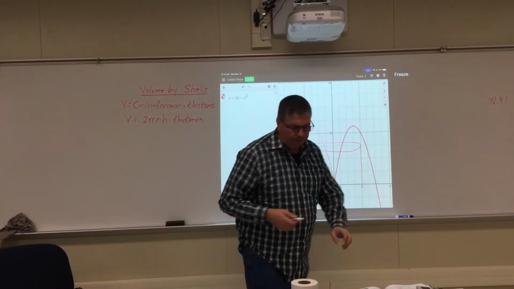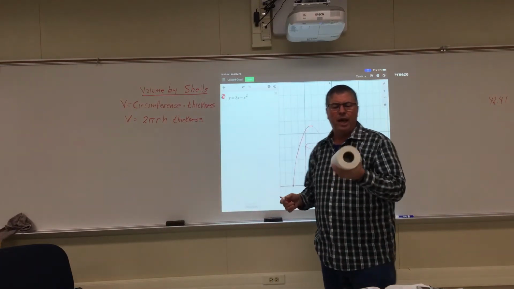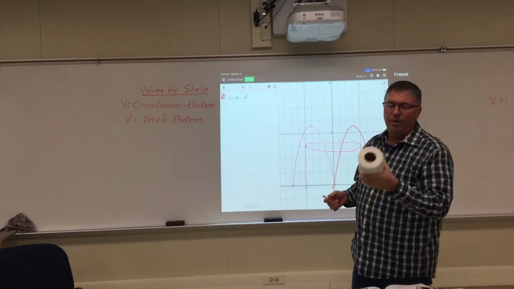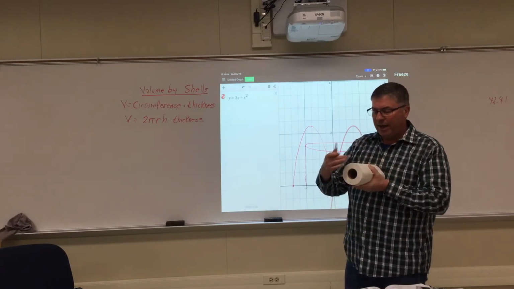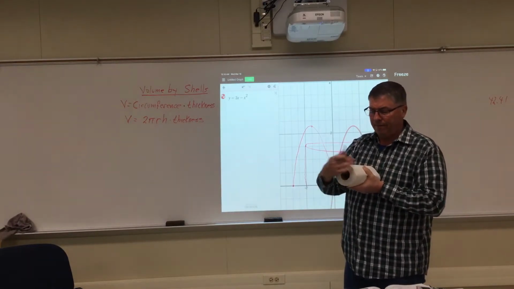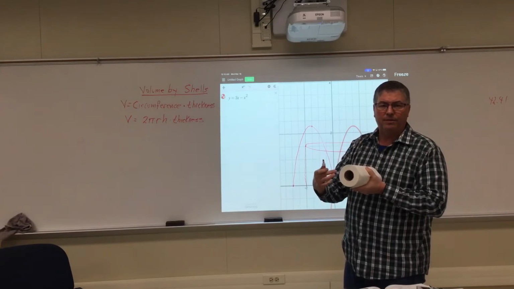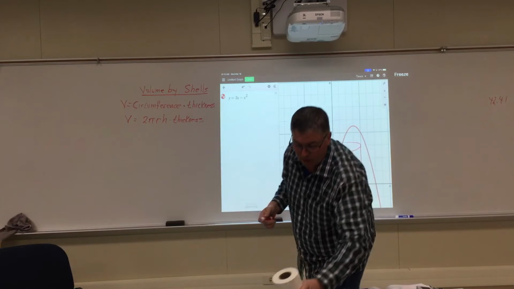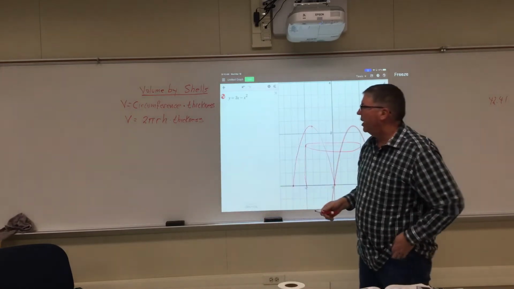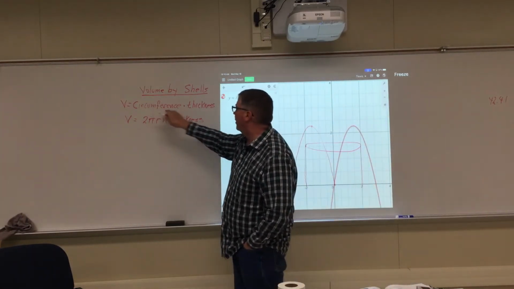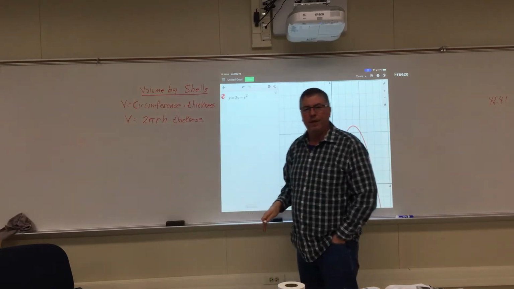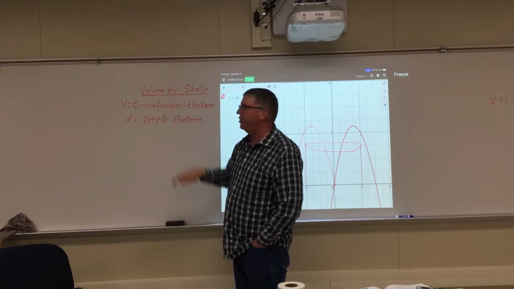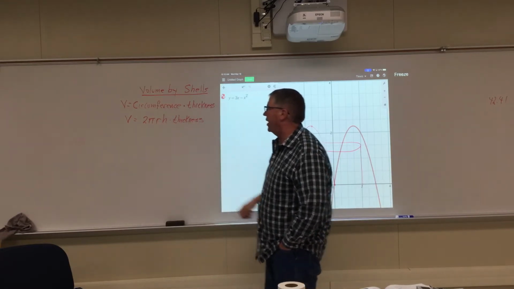So think of a roll, can't use toilet paper because it's in such short supply, but a roll of paper towels, wrapped up, is many different circumferences times the thickness of each piece of paper. So we can find the volume that way. So we're looking at circumference times thickness. So that turns us into the volume is equal to 2 pi r h times the thickness.